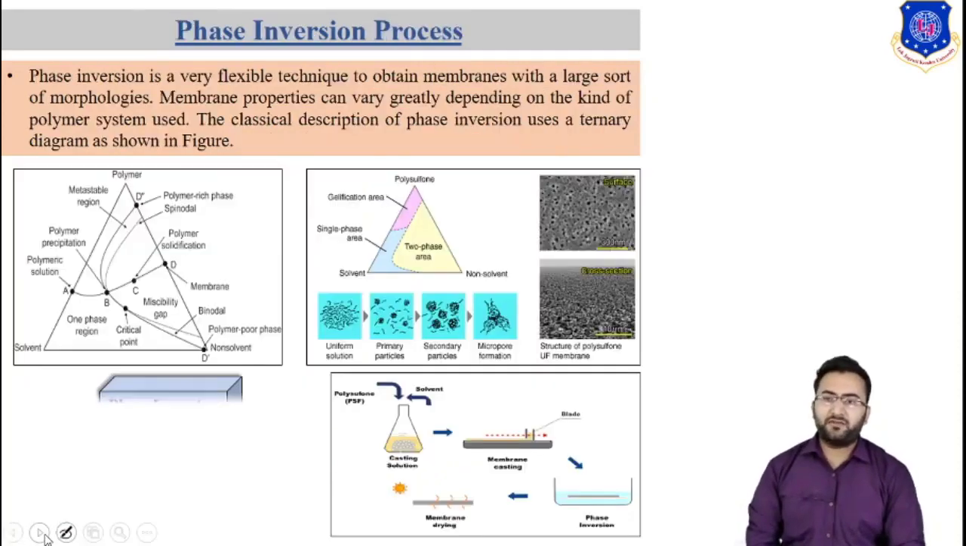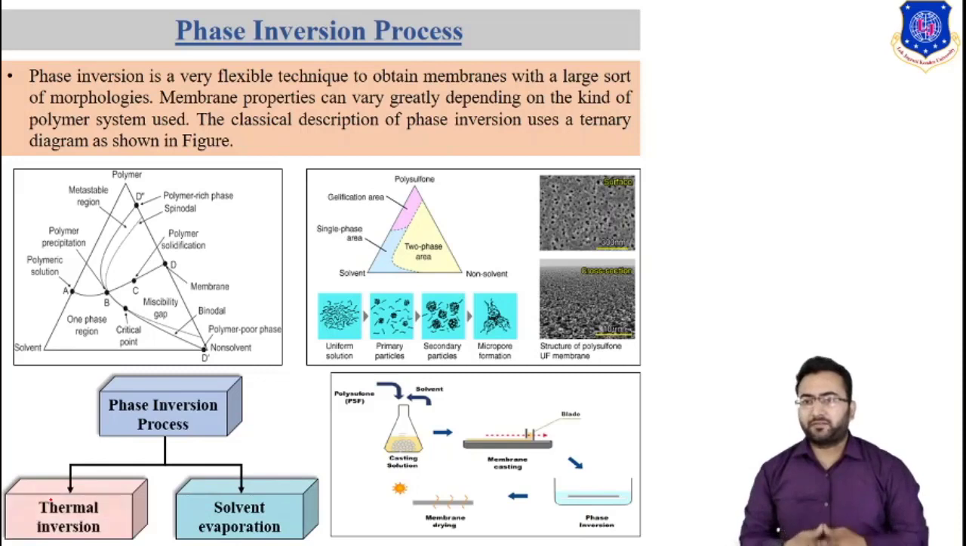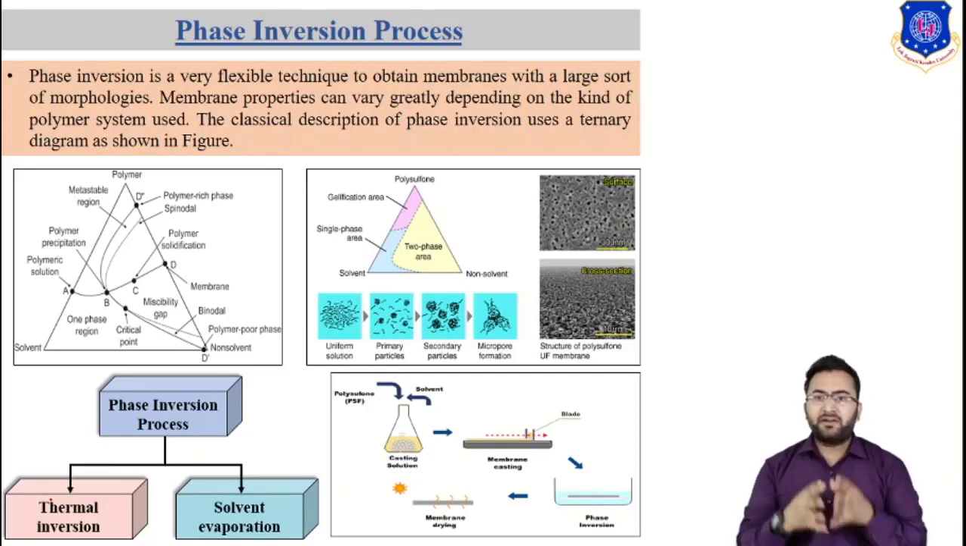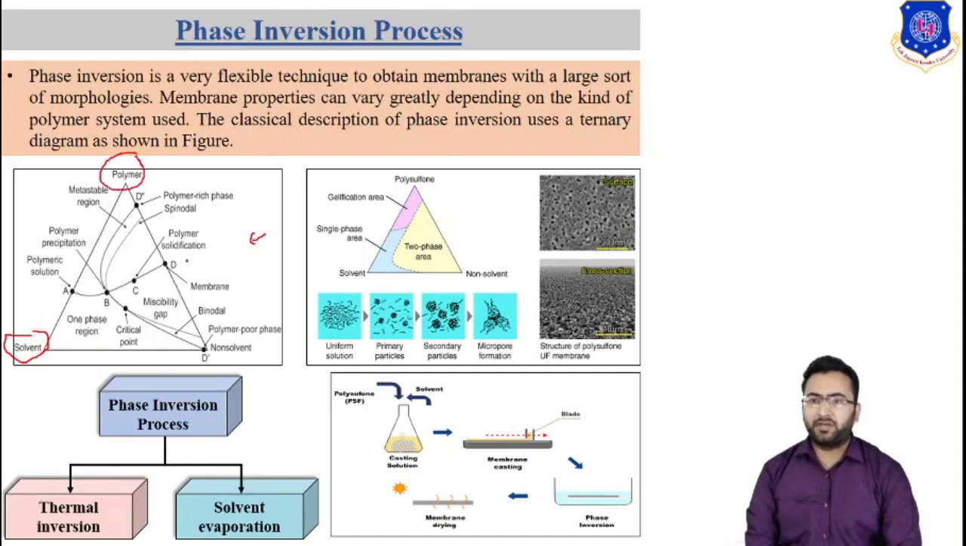So let's first start with the phase inversion process. Phase inversion is a very flexible technique to obtain membranes with a large variety of morphologies. Membrane properties can vary greatly depending on the kind of polymer system used. The classical description of phase inversion uses a ternary diagram, as shown in this figure. In this ternary diagram, there are three sides. At one side, there is a solvent. At the second side, there is a polymer. And at the third side, there is a non-solvent.